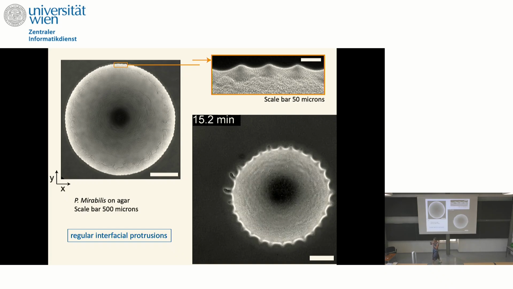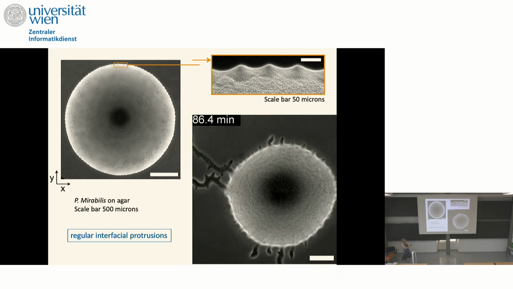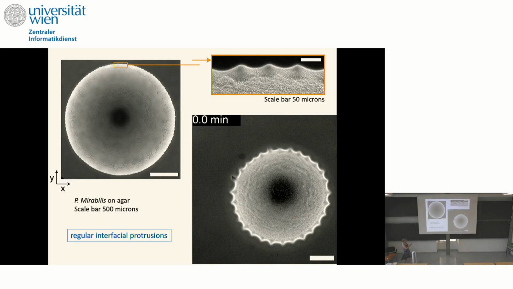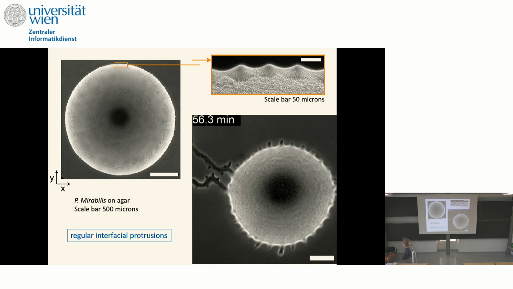This is a blob of bacteria on a substrate. It's P. mirabilis, about 500 microns across. They don't move much in the center, but around the edge they do move, and it looks like they're doing active turbulence. Let's see if I've got the right movie here, yeah. This thing organizes itself so you get these regular protrusions around the interface, and then the protrusions burst, and you end up with these sort of streams of bacteria escaping from the drop.